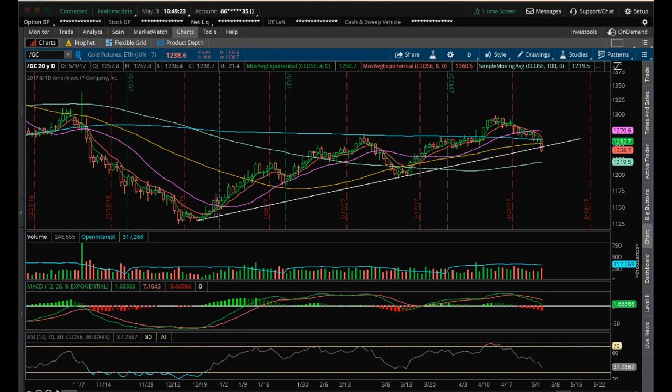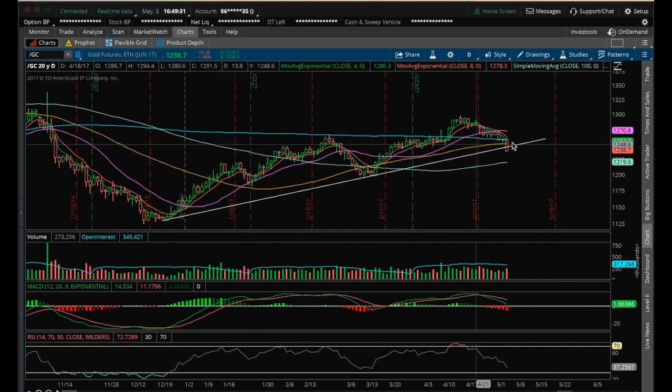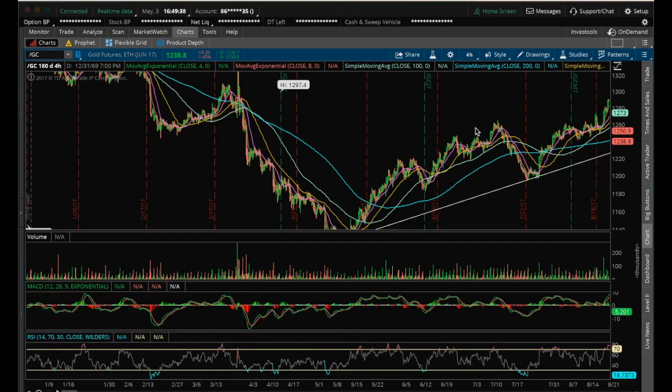Hey guys, it's Chart and James with the Chart Guys. It is Wednesday, May 3rd. Going to do my nightly video on gold. Gold, I have this daily uptrend line that I drew, and we're breaking that uptrend line right now by breaking below it here. But what I want to key in on here is the 4-hour chart.